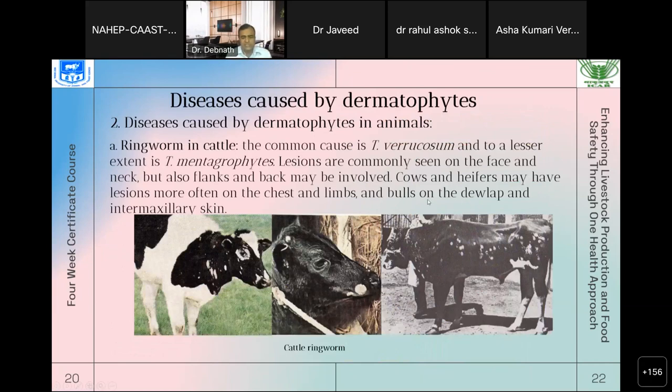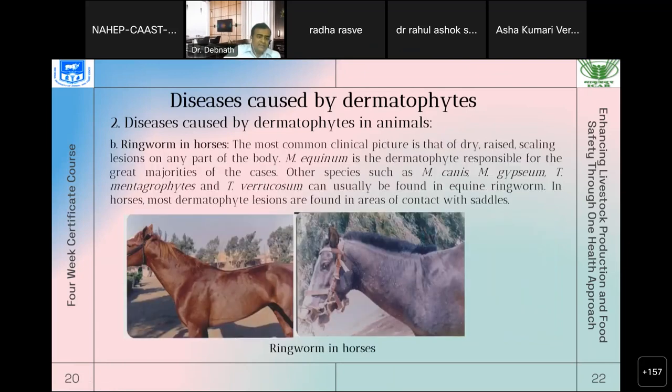Now, regarding the disease they produce in animals, it has been found that all animals, be they domestic animals, pets, farm animals, wild free-ranging animals, or synanthropic animals, the whole spectrum of animals usually suffer from this disease. In cattle, mostly we see that Trichophyton verrucosum is very common, although some other species like mentagrophytes can also produce infection. In horses, mostly Microsporum equinum is involved, and also Microsporum canis, gypseum, Trichophyton mentagrophytes, and Trichophyton verrucosum. Infection mostly involves the part which remains in contact with the saddles. That part is more prone to infection.